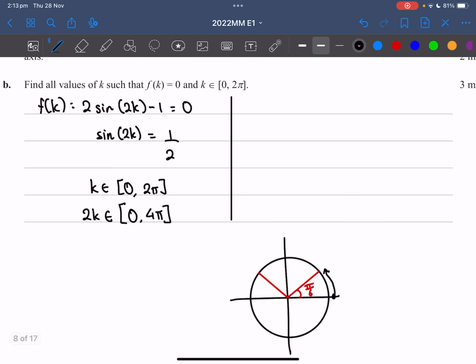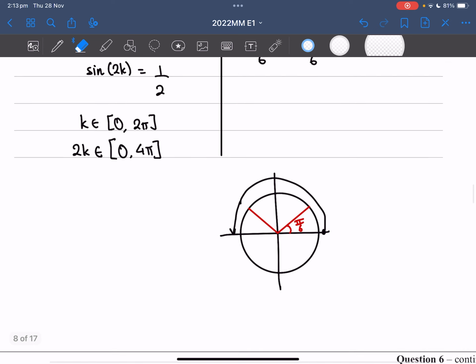So we'll have 2k is equals to pi on 6. That's the first solution. And then we keep going. Oh, there we go, that's another solution. But we have to keep going. So now we have pi take away pi on 6, right? So that'll be pi take away pi on 6. Okay, that's two solutions done. Alright, now keep going.